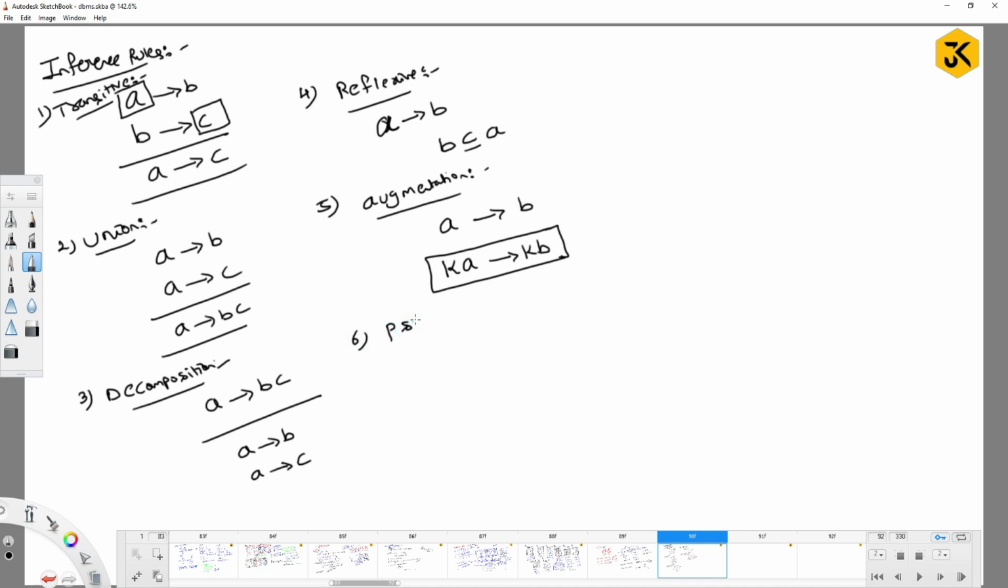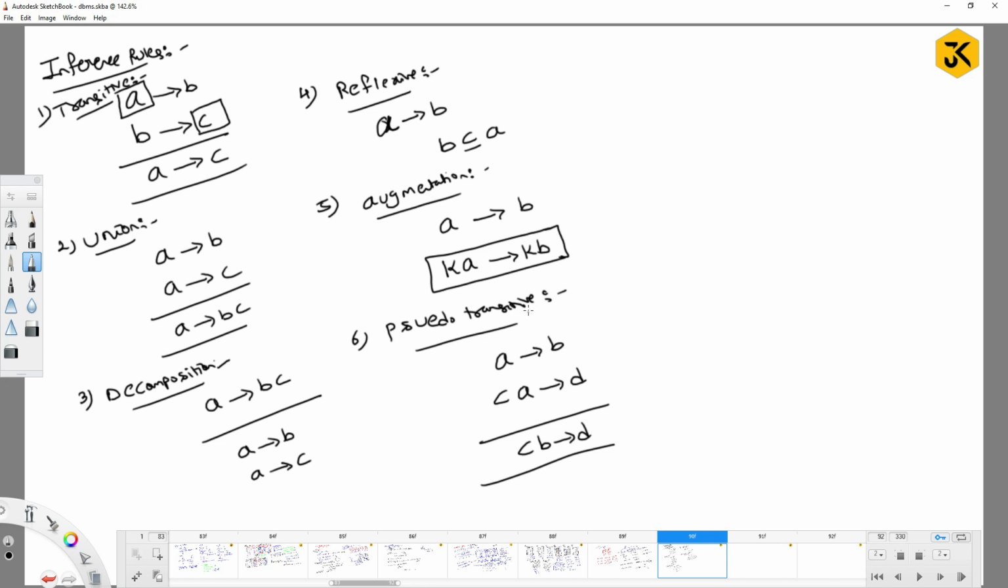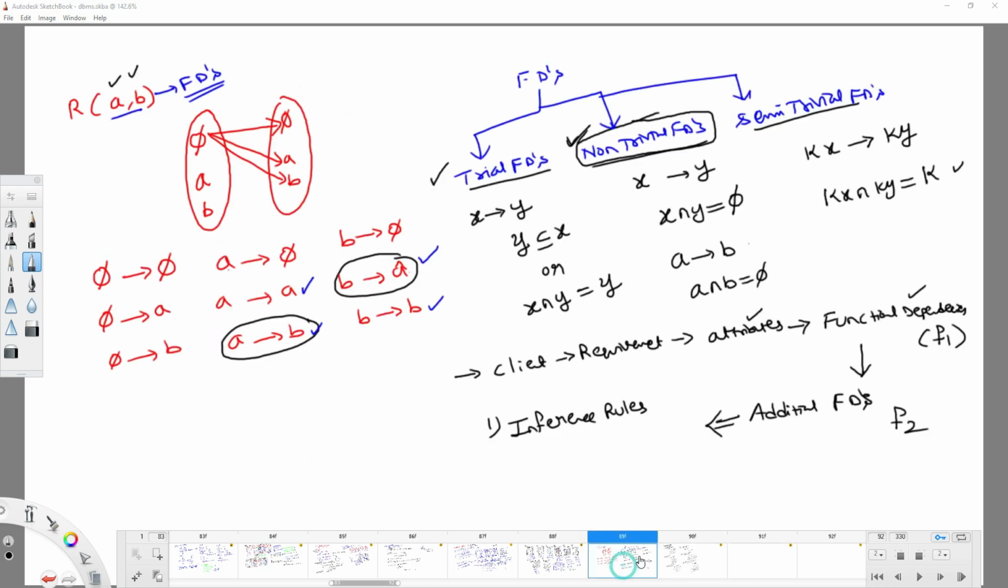Similarly, the pseudo transitive rule. Pseudo transitive rule means if I am saying that A determines B, and CA determines D, can I substitute B in place of A? Then I can say that CB determines D. This is the meaning of the pseudo transitive rule, right? So based on these inference rules, can I identify various kinds of additional functional dependencies? I can call them F2, which I cannot identify directly, right?